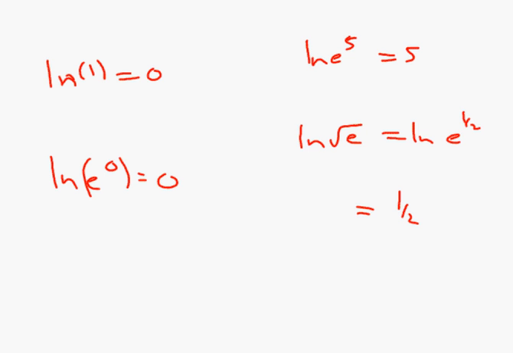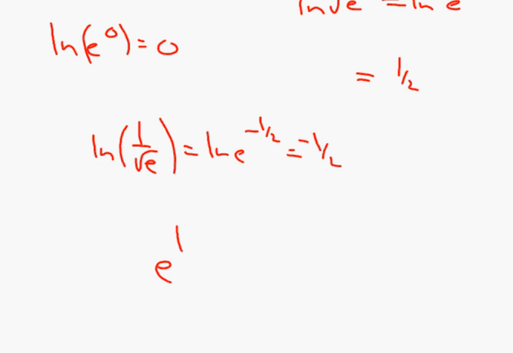Here's another one that's the same fashion. Ln of 1 over the square root of e is really the ln of e to the negative 1/2 power. And that's negative 1/2. Let's look at one more interesting question.